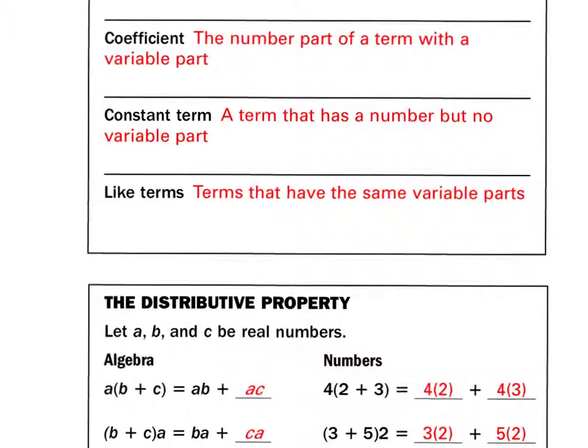A coefficient is the number part of a term with a variable part. We're going to be identifying all of these in just a moment. A constant term is a term that has a number but no variable part. And like terms are terms that have the same variable parts.